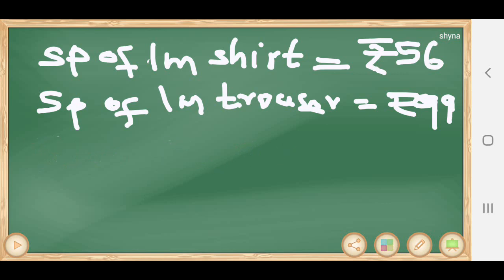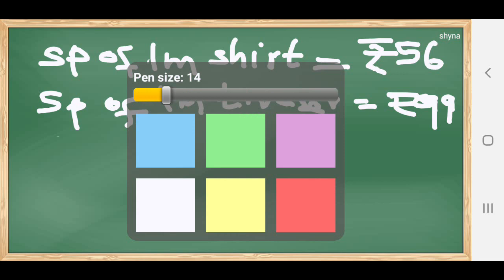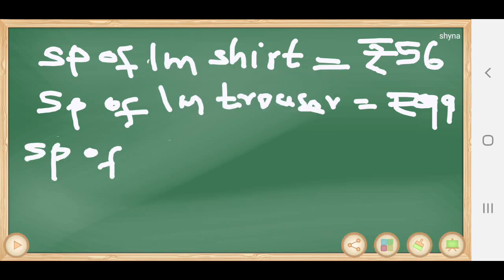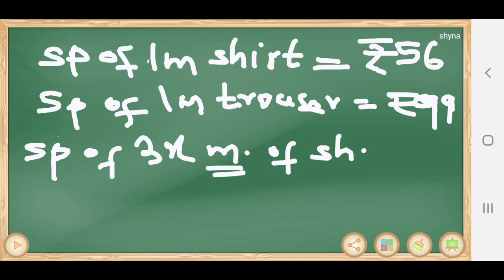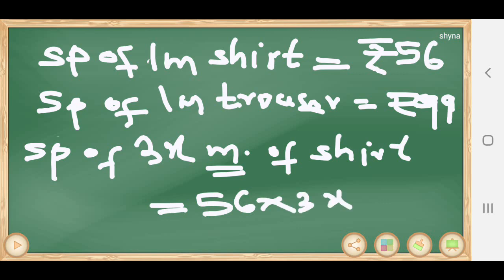If so, SP of 1 meter of shirt is 56. Then what is SP of the total amount of shirt material? We already wrote that it is 3x meter of shirt material, where m means meter. 3x meter of shirt material equal to 56 into 3x. What is 56 into 3x? 168x. This is the total SP of 3x meter of shirt material, that is 168x.